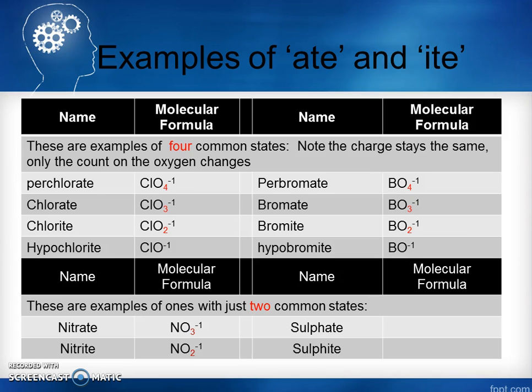Now below are examples of polyatomics with just 2 common states. So we have nitrate, NO3, and nitrite, NO2. So what do you think sulfate would be and sulfite? If I told you sulfate was SO4, what would sulfite be? If you said SO3, you are correct.